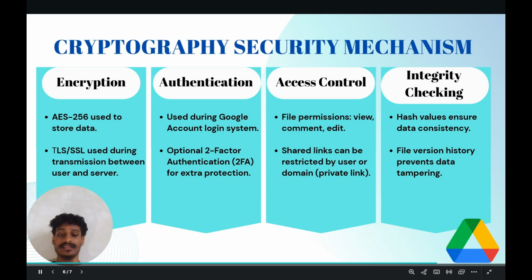The fourth mechanism is integrity checking. So hash values ensure data consistency, and file version history prevents data tampering. Data tampering means an unauthorized user is modifying, manipulating, or deleting data.